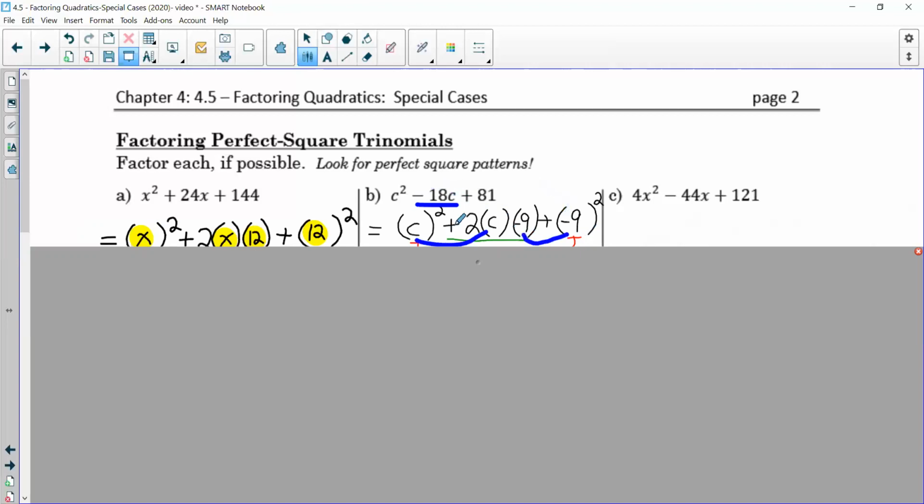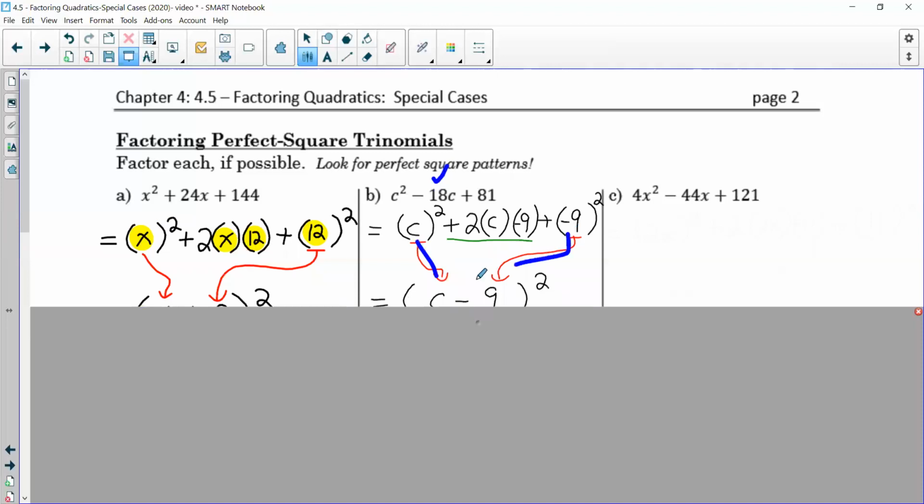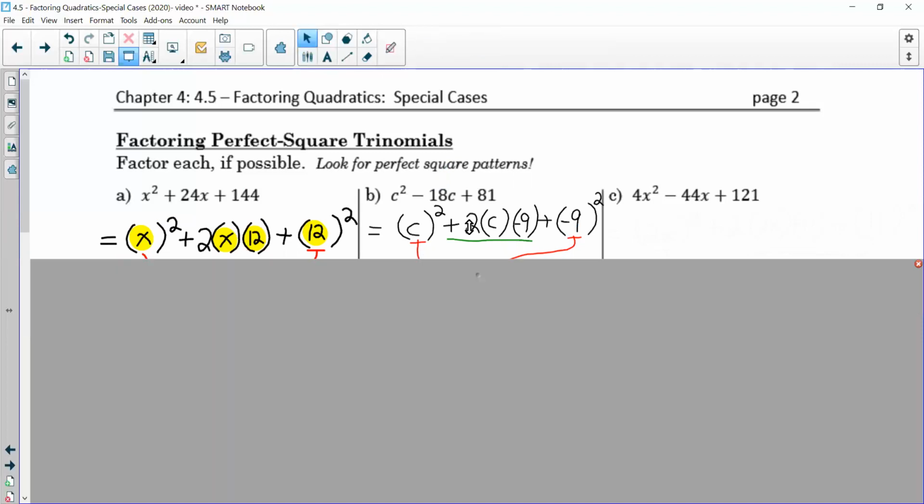So notice we still have the plus sign. So why are we using the negative? We're going to test to see if this works. We're going to use the negative 9 and the C, double that, and see if we get negative 18C. Well, 2 times negative 9 is negative 18 times a C, and that works. Since it works, we can use the C from here and the negative 9 here to produce our factored form. Okay. So notice the factored form is just one set of brackets with an exponent of 2. Right? That's the pattern. Let's try that again with another one here.